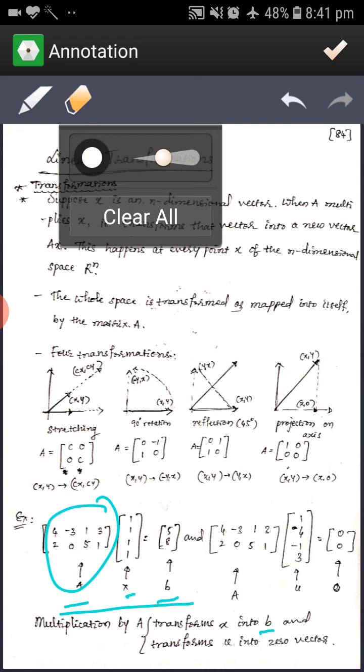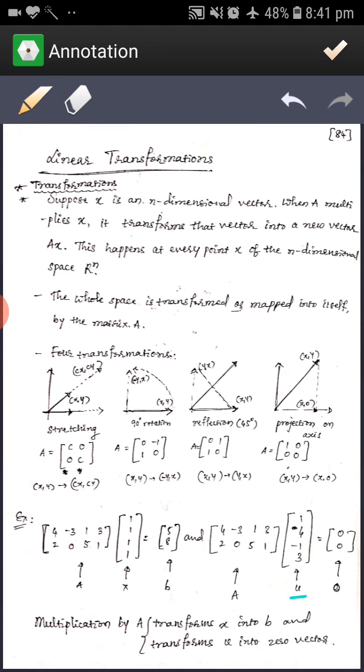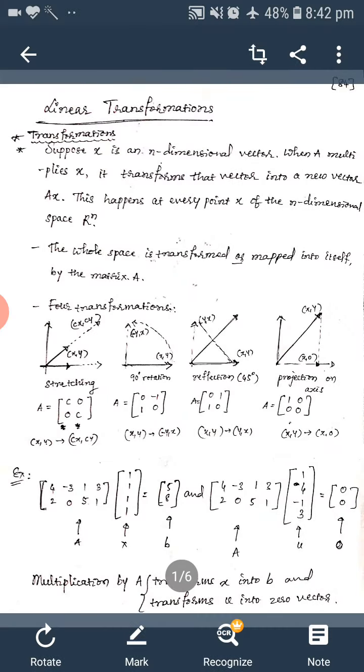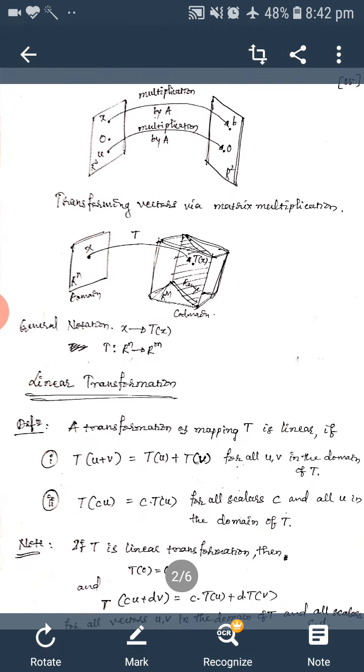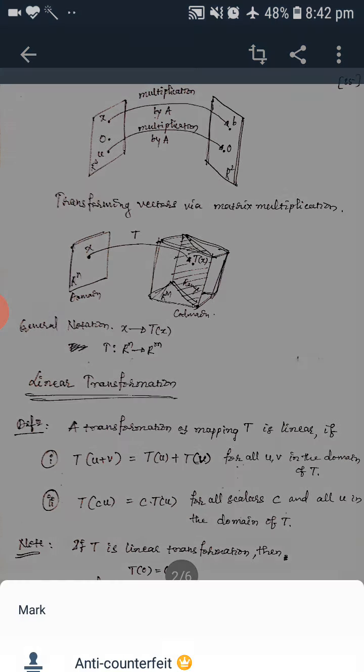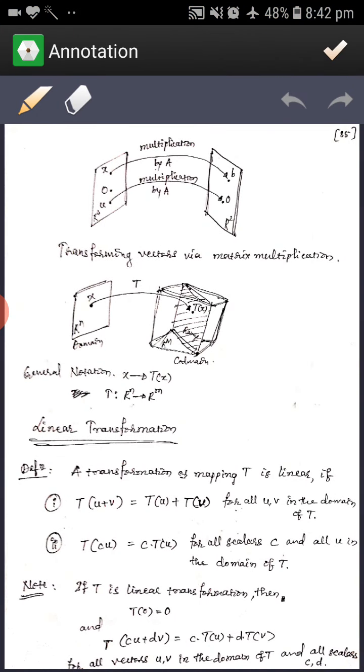Similarly here, the multiplication by A transforms u into 0. So this is what we call the concept of transformation. The same thing we can represent in images also. The x after the transformation will become b, and u after the transformation by multiplication with A is becoming 0.